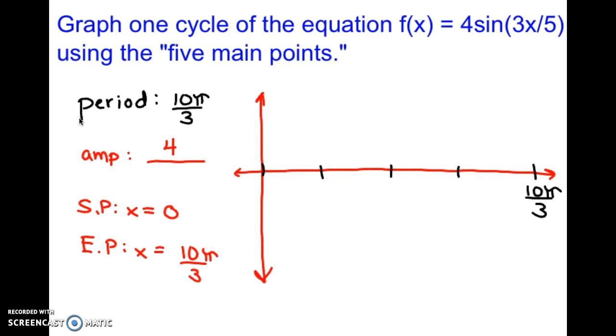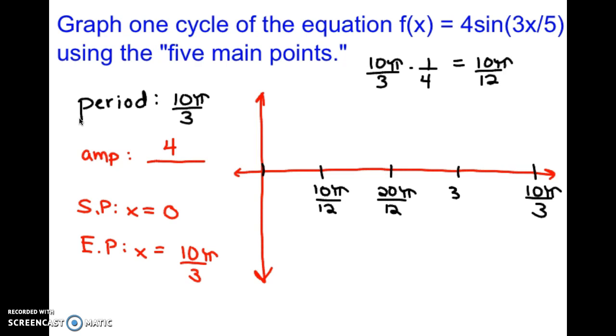My period is 10 pi over 3, and I have 4 spaces. The easiest way to do it, instead of dividing by 4, remember mathematically it's the same as if you multiply by a fourth. So 10 pi over 12 is what I can count by. If I'm starting at 0 and I count by 10 pi over 12, I have 10 pi over 12, 20 pi over 12, 30 pi over 12, and 40 pi over 12, which is 10 pi over 3. So I can tell if it worked as long as it matches up at the end. Let me erase this work.